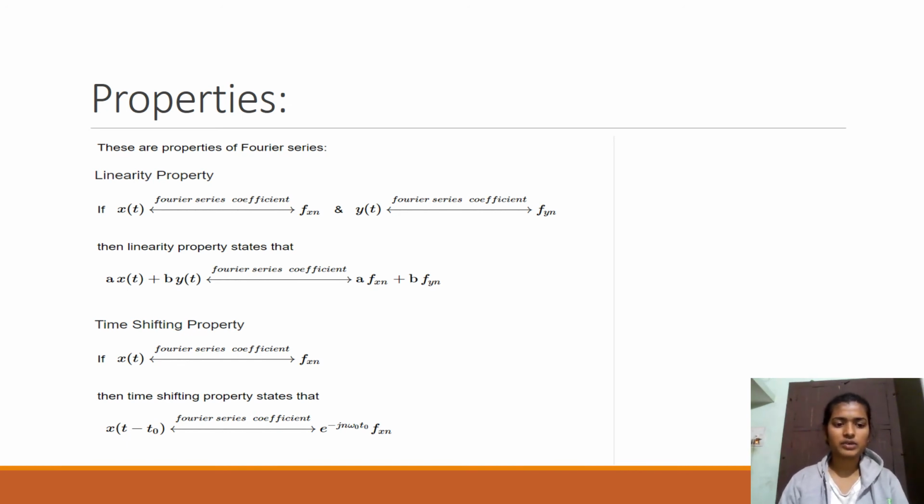Another property is the time shifting property, in which we take the function x(t) and shift the timing, so t is replaced by t minus t naught. What is the effect on the coefficient? The time shifting property states that the Fourier series coefficient will be e to the power minus j n omega naught t naught times the initial Fourier series coefficient.